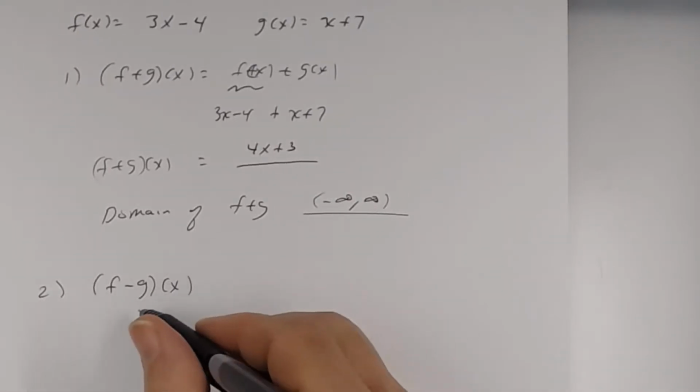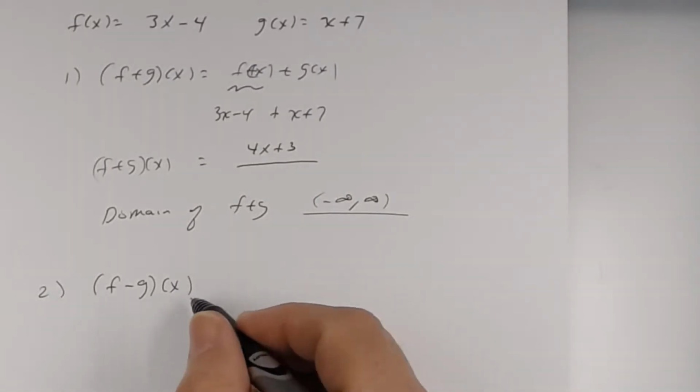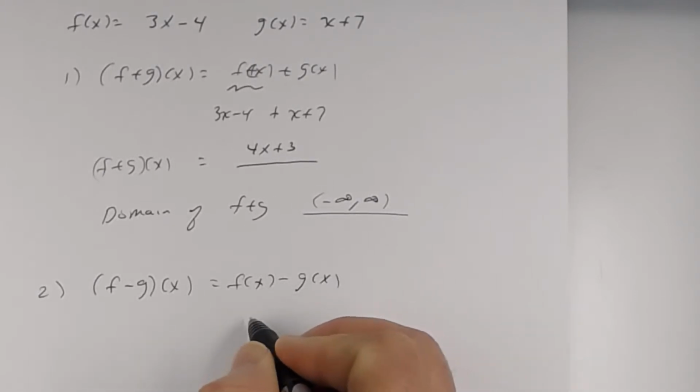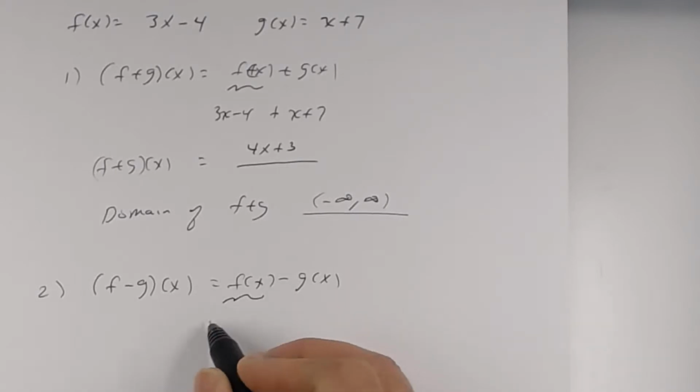I'm sorry. How do you rewrite this? Excuse me. Let's do that first. How do you rewrite it? f of x minus g of x. All right, now I got to find out f of x first. What's f of x?